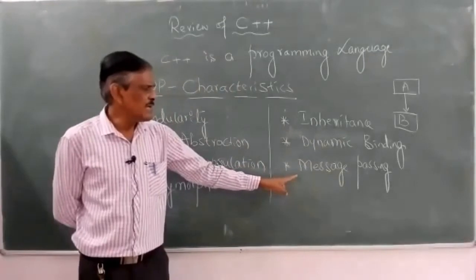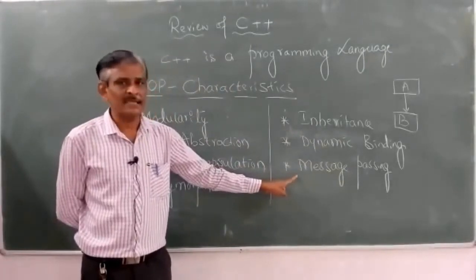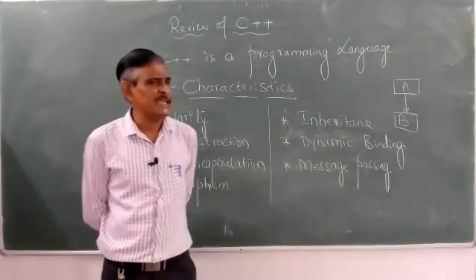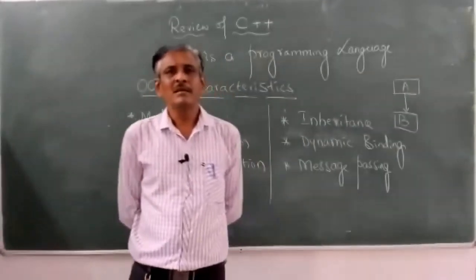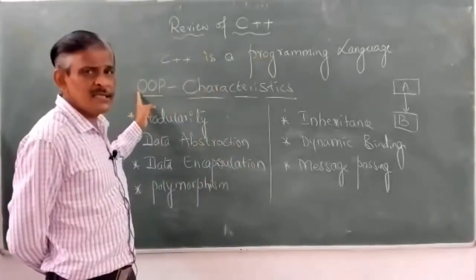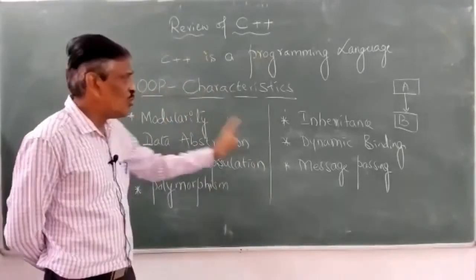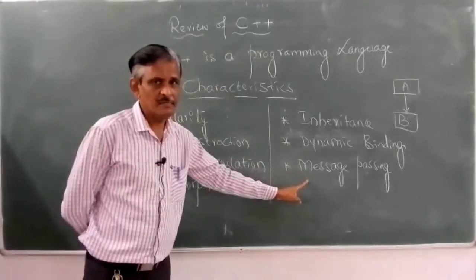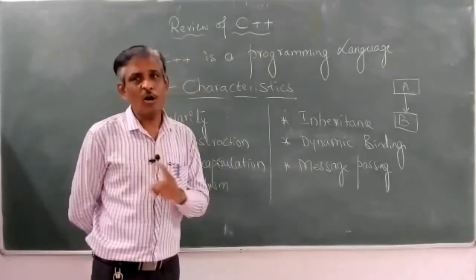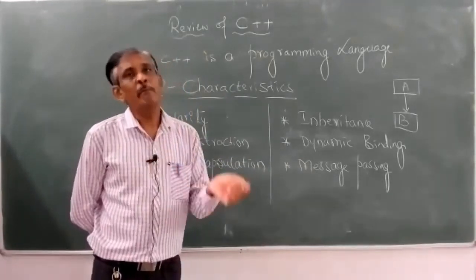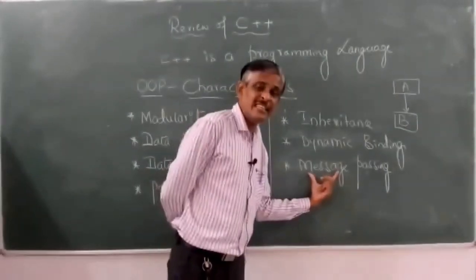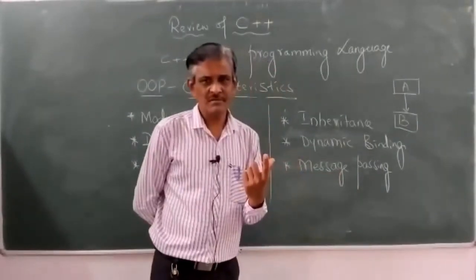Then, next you can take message passing. Message passing. What is message passing? The objects communicate through message passing. The objects can communicate through message passing. It means, what is the message? Message is nothing but a request.